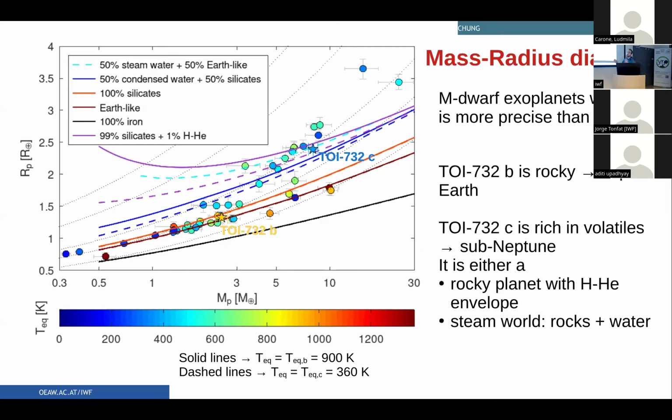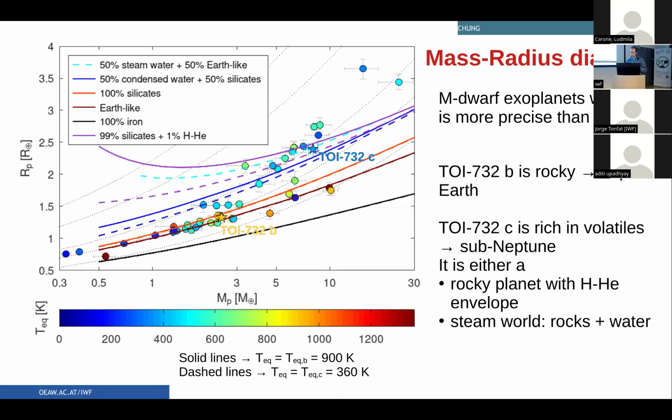While instead for planet C, we may have a degeneracy if we just look at this plot, because it is a sub-Neptune, so it has a dimension that is still lower than the Neptune radius, which is around 4 Earth radii and 17 Earth masses. So this is like half in mass and half in radius, so a sub-Neptune. It may be richer in volatiles, and so it may be like a rocky planet surrounded by a nitrogen and helium envelope atmosphere, or a steam world, so rocks inside in the core, and then water in a condensed state all around.